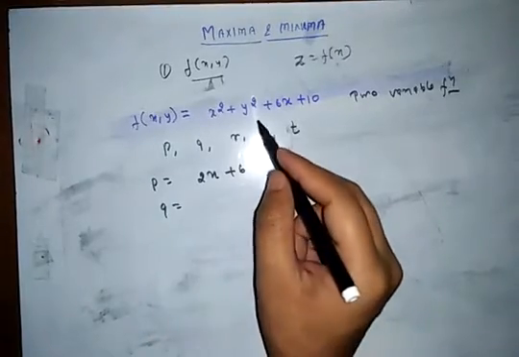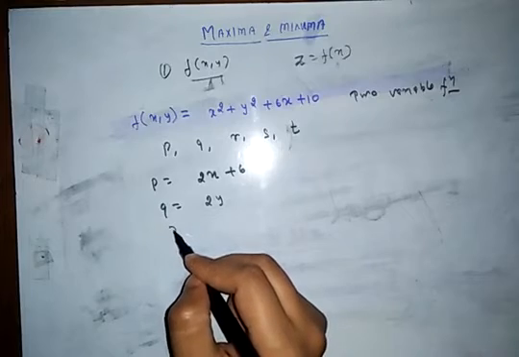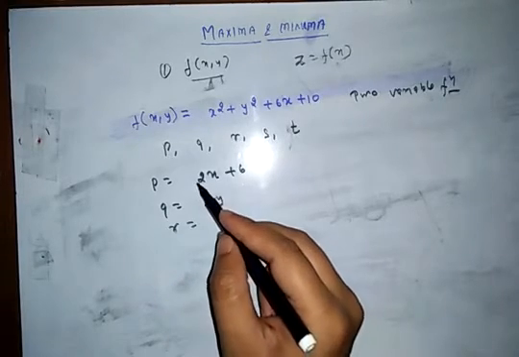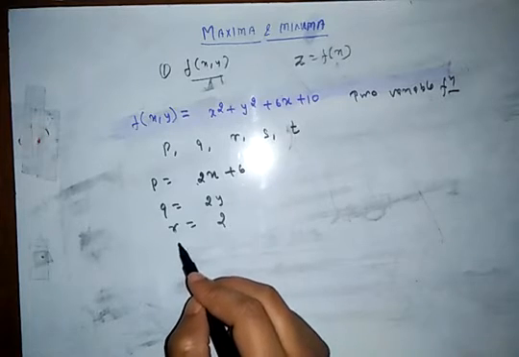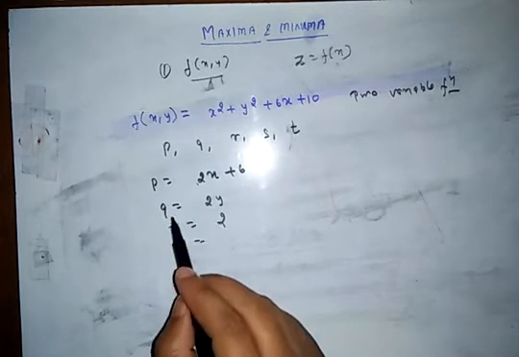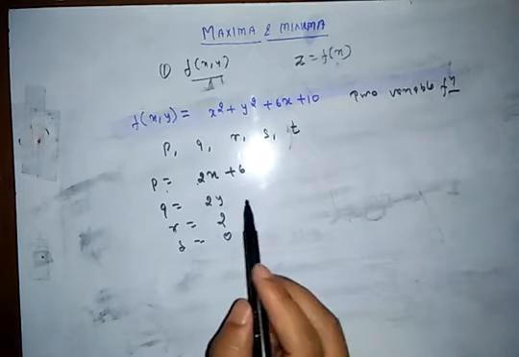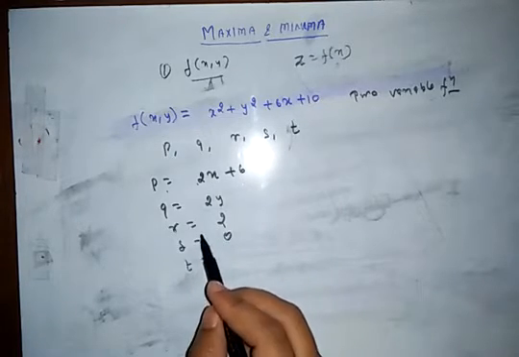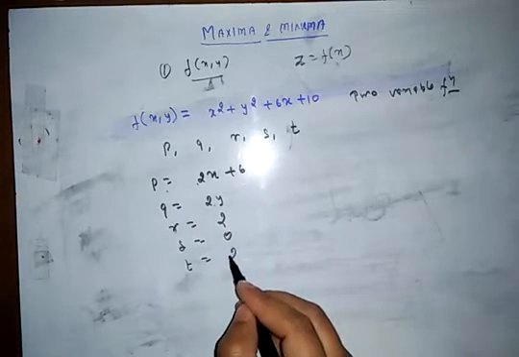Q is what? Differentiating with respect to y, twice of y. And r is nothing but differentiating p with respect to x, that is 2. S is nothing but differentiating p with respect to y, this will give you 0. And t is differentiating q with respect to y, you will get 2.